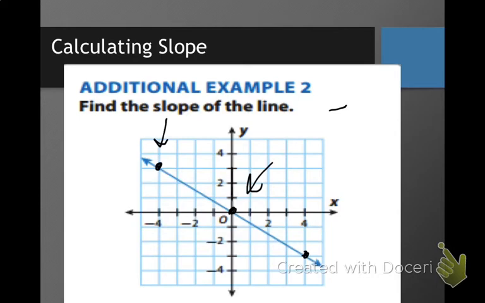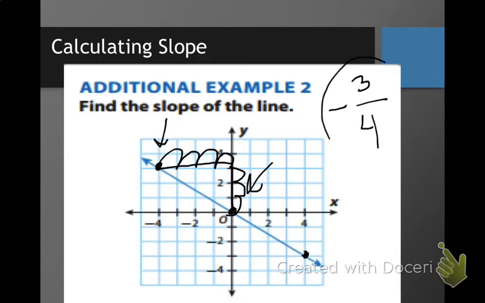And then I'm going to count the rise and the run. So the rise is 1, 2, 3. And the run is 1, 2, 3, 4. So my slope is negative 3/4.